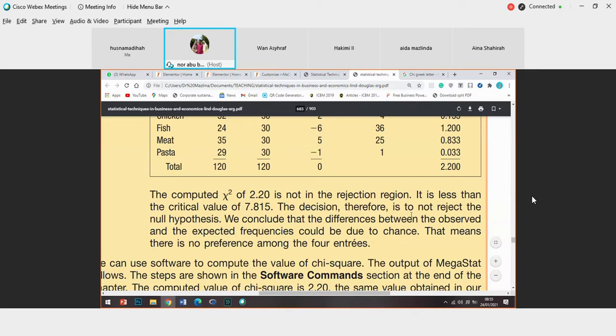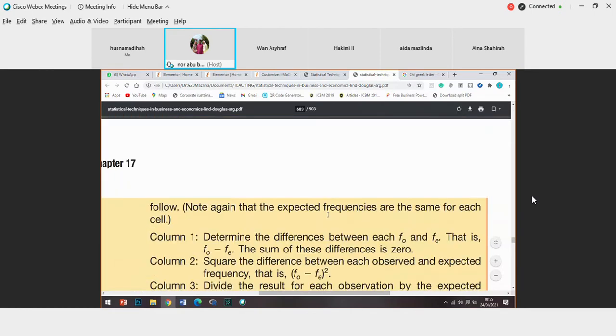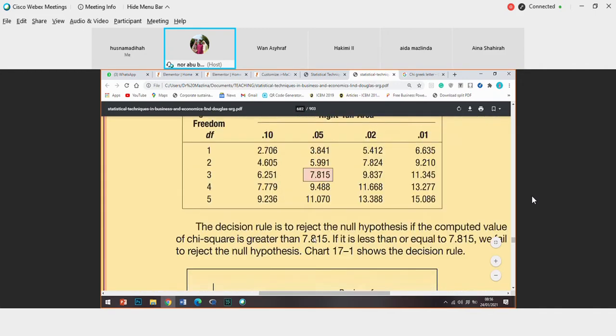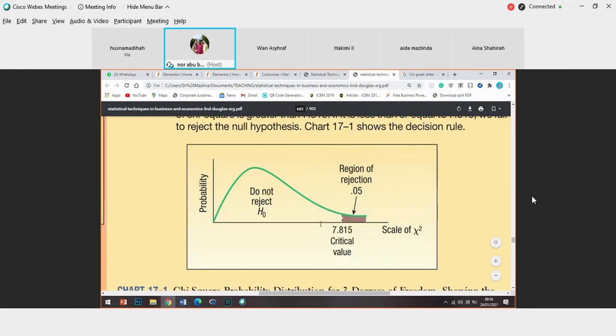Therefore, do not reject the null hypothesis. Nampak? The computed value is not in the rejection region because it is less than 7.815. Kita tengok balik. Okay, nampak ni. This is critical value, so 2.20 lies in the non-critical region. Therefore, we should not reject H0.